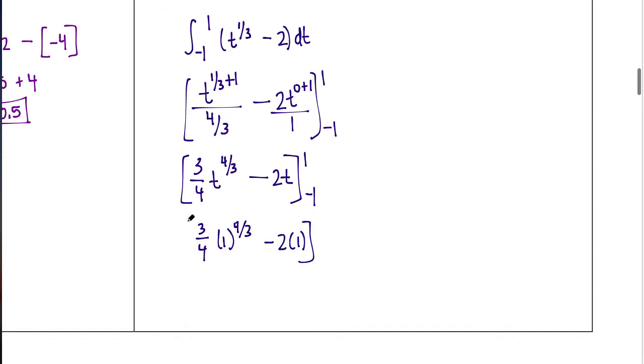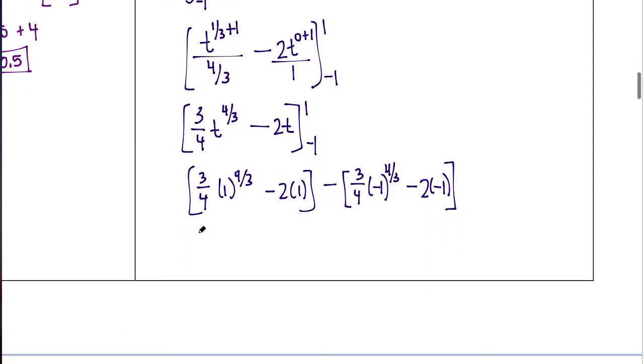So that's my upper bound, minus 3/4 t, I'm sorry, not t. We don't want t any longer. We want negative 1 raised to the 4/3 minus 2 times negative 1.